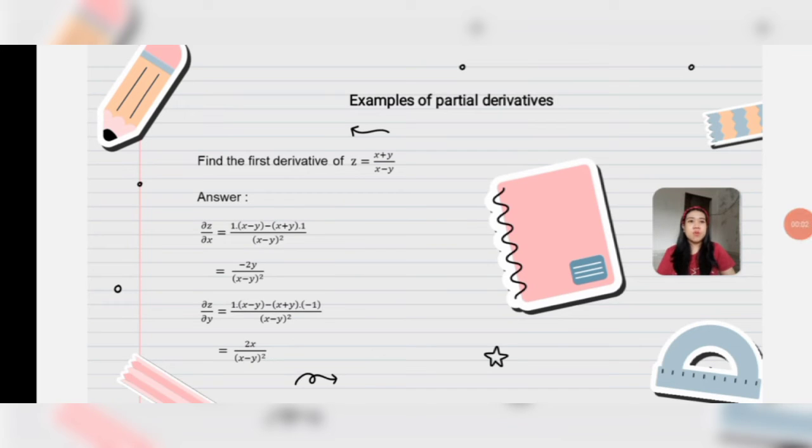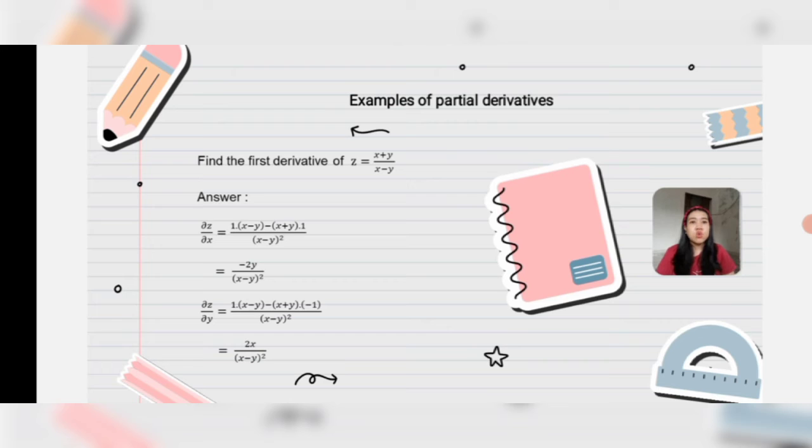Next, I will explain an example of partial derivatives. The question is, find the first derivative of z equals (x plus y) by (x minus y). So the answer is dou z by dou x equals 1 times (x minus y) minus (x plus y) times 1, over (x minus y) to the power of 2, equals minus 2y over (x minus y) to the power of 2.